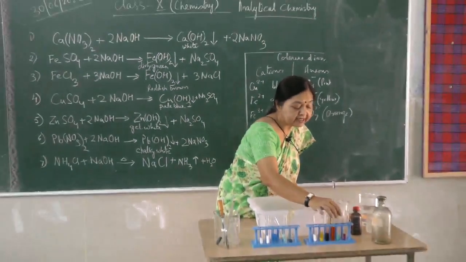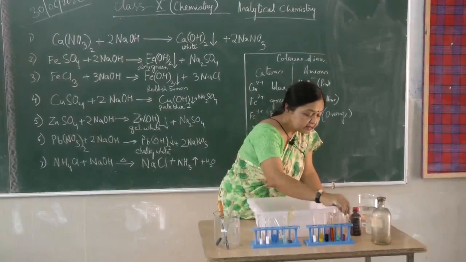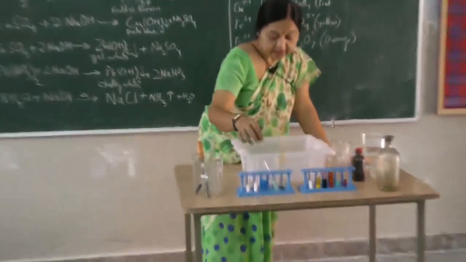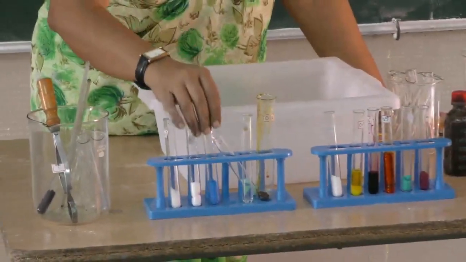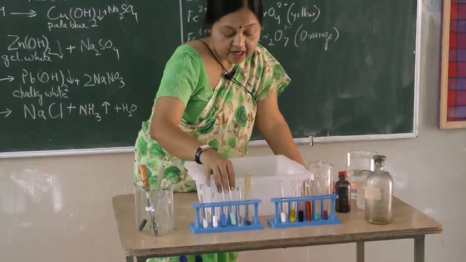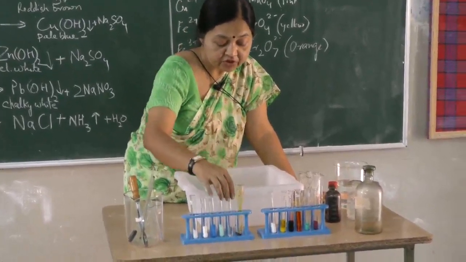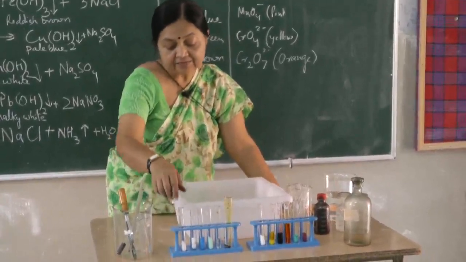So these are the colored ions: nickel, green; cobalt, pink. Then the other cations: copper, blue; Fe2 plus, green; Fe3 plus is brown, reddish brown or yellowish brown. The rest of the salts are white in color.